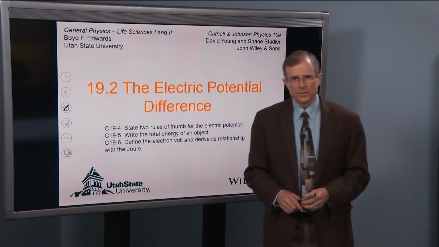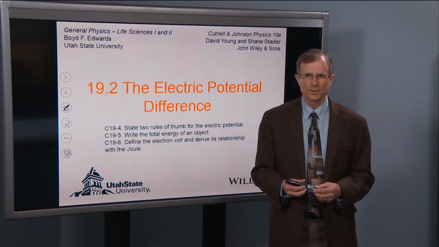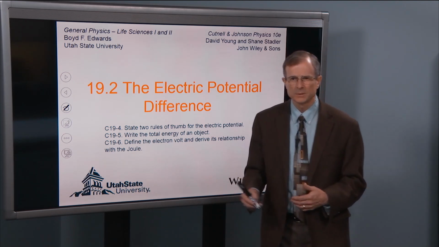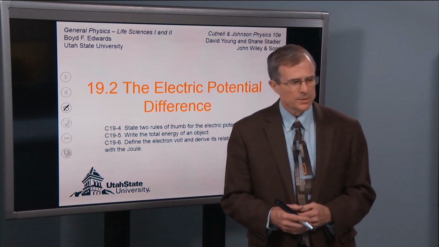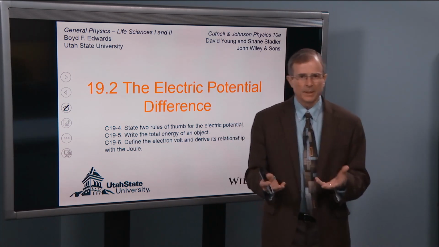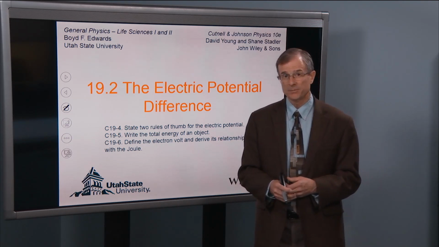Okay, now we're going to get a little deeper into electric potential differences. We'll define the electron volt. We'll write the total energy of an object. So the idea here is that you know how to solve problems using conservation of energy.